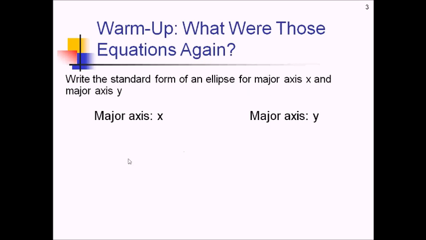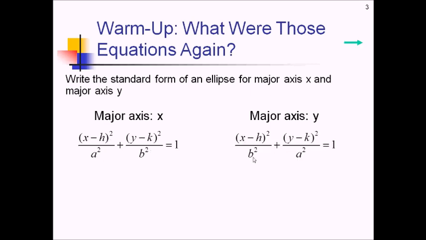So for the x major axis, we have (x minus h) squared over a squared plus (y minus k) squared over b squared equals 1. For the y major axis, we just have the same stuff, but a squared and b squared are switched.